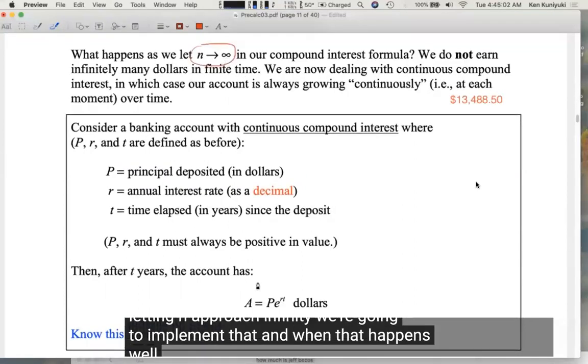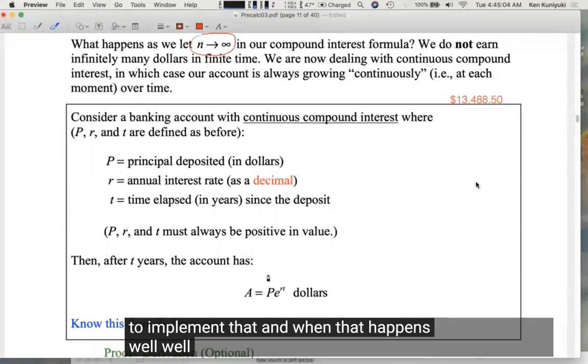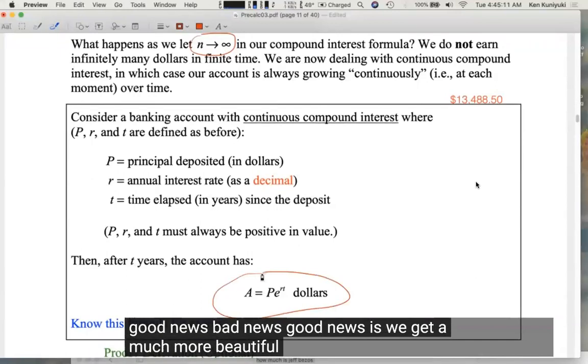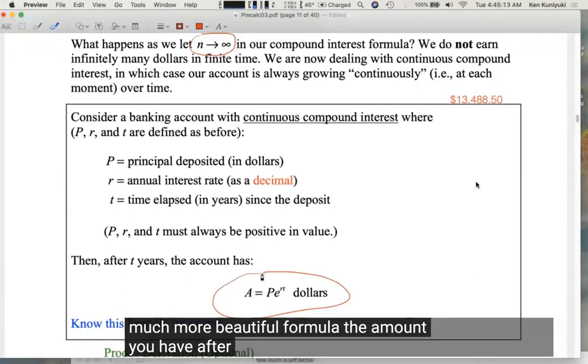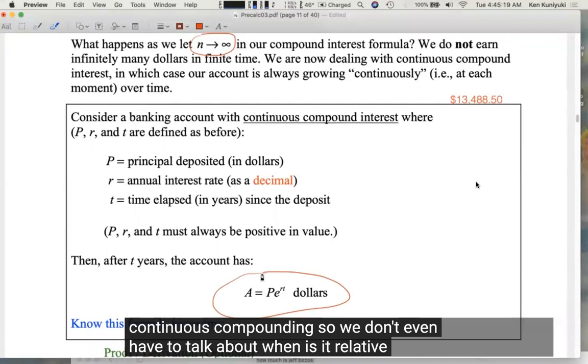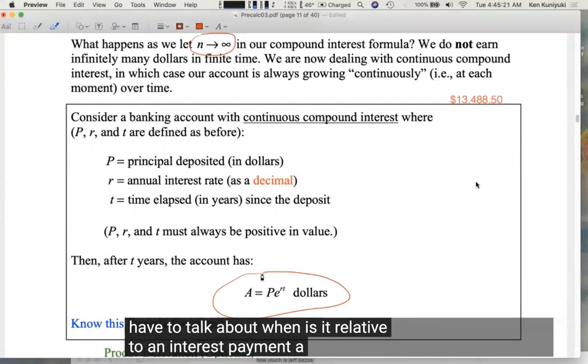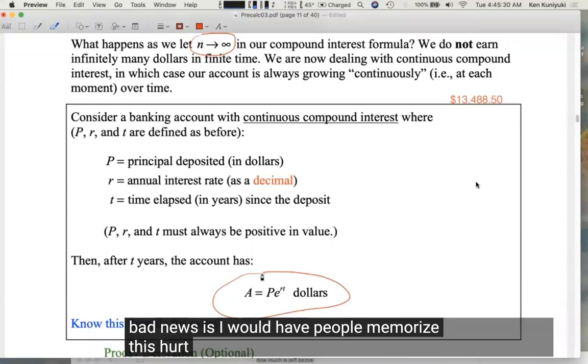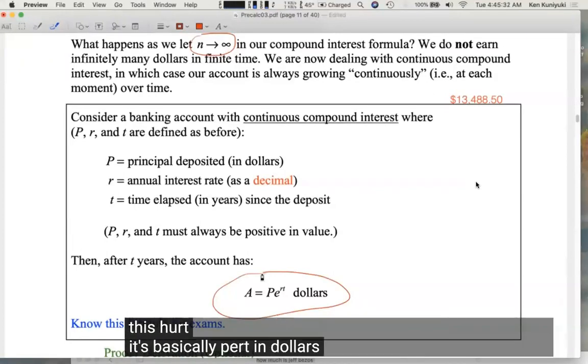We're going to implement that. And when that happens, well, good news, bad news. Good news is we get a much more beautiful formula. The amount you have after T years, and it's continuous compounding, so we don't even have to talk about when it is relative to an interest payment: A equals P e to the rt. Good news is, it's beautiful. The bad news is, I would have people memorize this. PERT. It's basically PERT in dollars.